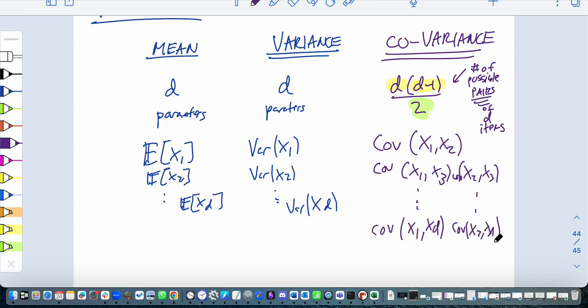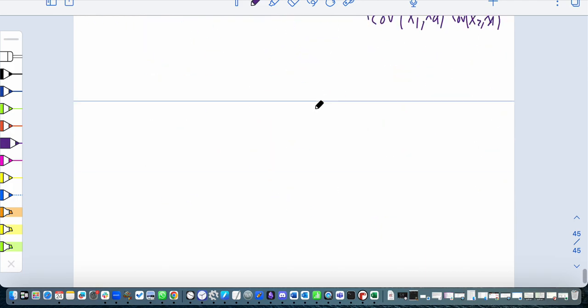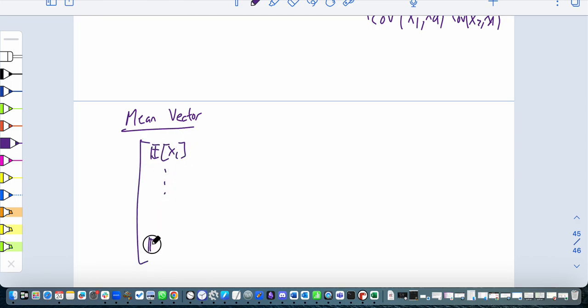You don't write the covariance of x2 with x1 because we already have that one, right? So you end up with this triangle. This is called a triangular number as well, and those are the covariances. You can put all of this information together into a big matrix. So you can put this together into a mean. So this is the mean vector, which is the mean of x1 all the way up to the mean of xd. Those are your d means, the mean vector.